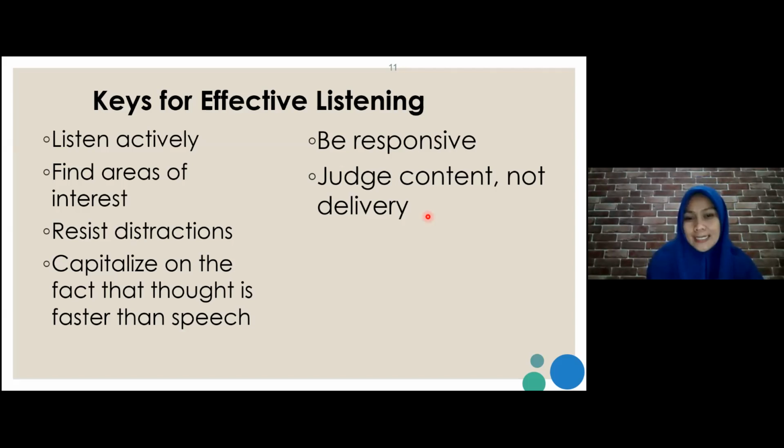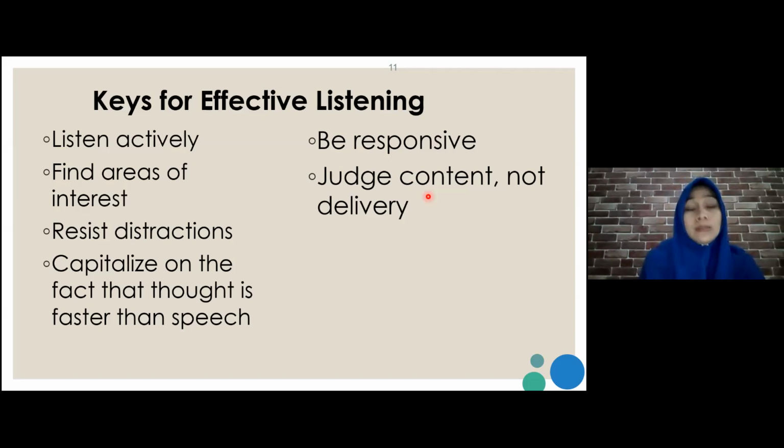Focus on the content. The content relates to what the speaker talks about. Try to understand what she talks about. Try to know what she is delivering. So it is about the content, the about of the communication, not the way of delivery.